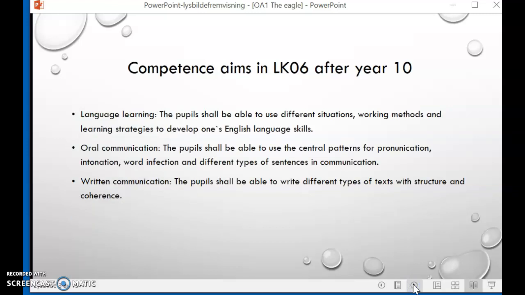From the competence aims in LK06 after year 10, I have chosen language learning. The pupil shall be able to use different situations, working methods, and learning strategies to develop one's English language skills. Oral communication: The pupil shall be able to use the central patterns for pronunciation, intonation, word inflection, and different types of sentences in communication. Written communication: The pupil shall be able to write different types of texts with structure and coherence.